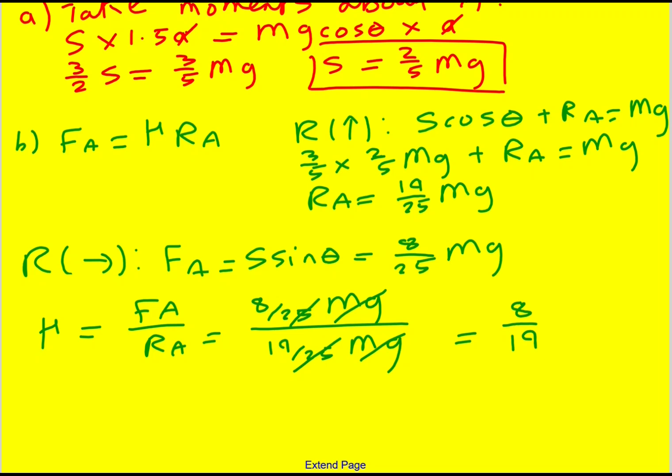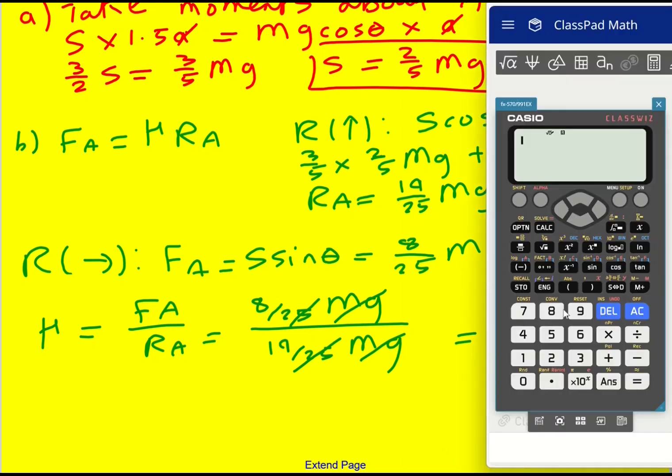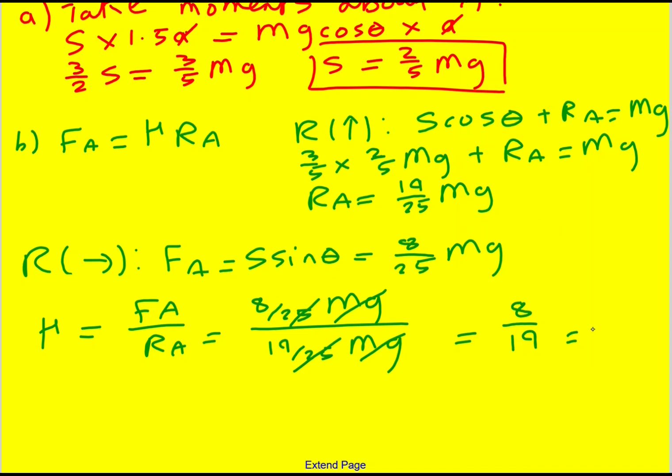That's our exact value. It's probably worth putting it in your calculator because remember, this is a model. So work it out to three significant figures. 8/19 is 0.421.